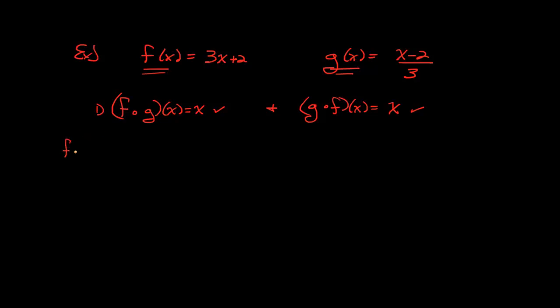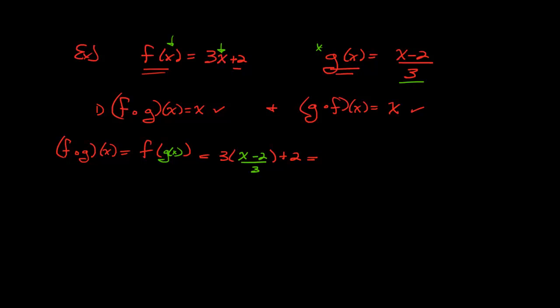So if I examine f composed of g of x, this will be equal to f of, and I'm going to do g of x in a different color. I'll do it in green. So we're going to label this value a bright green so we can't miss it. F of g of x. So everywhere in f we see an x, we're going to plug in g of x, which is equal to that x minus 2 all over 3. So this will equal 3 times x minus 2 all over 3. And then we still have to add 2 at the end.